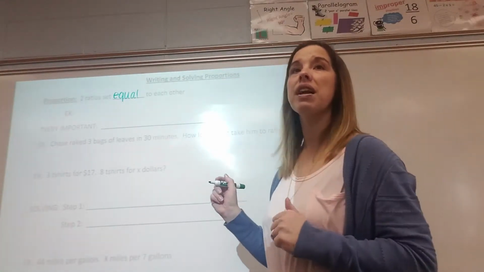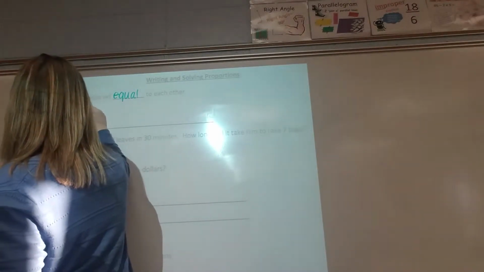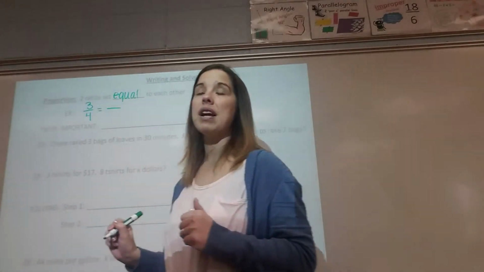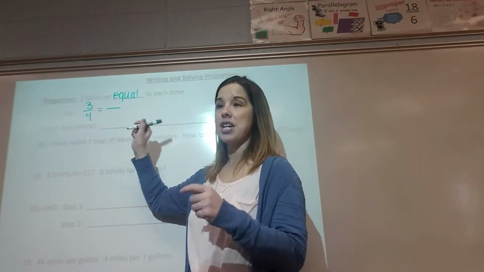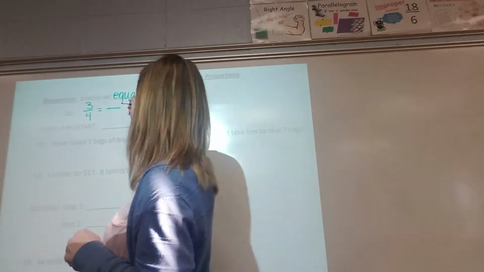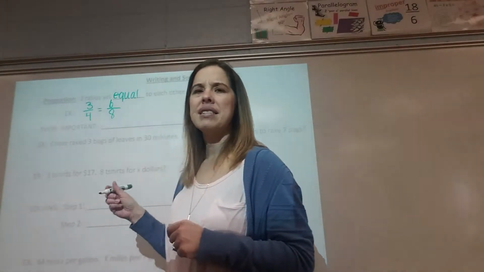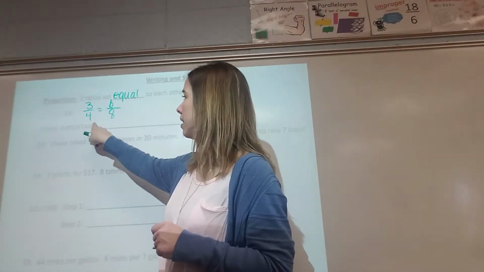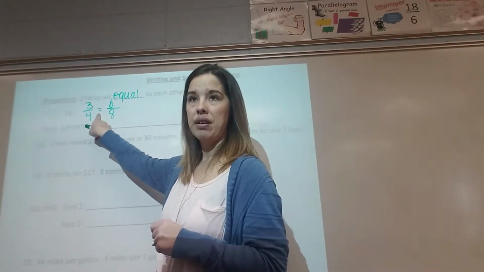So if I give you a ratio like 3 to 4, I'm going to set it equal to another ratio. Will somebody give me an equivalent ratio to 3 to 4, Jada? 6 to 8. We did this last week, right? We found equivalent ratios. Thank you. Well, guess what? This is a proportion. It's two ratios that are set equal to each other.